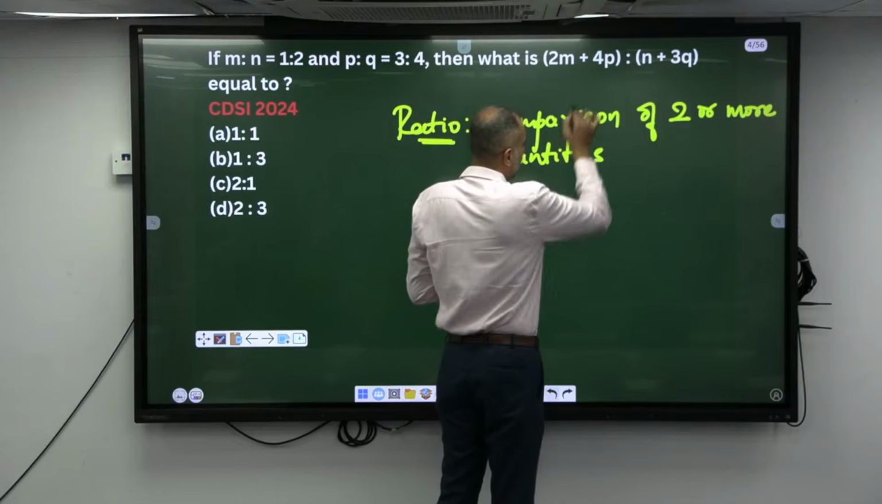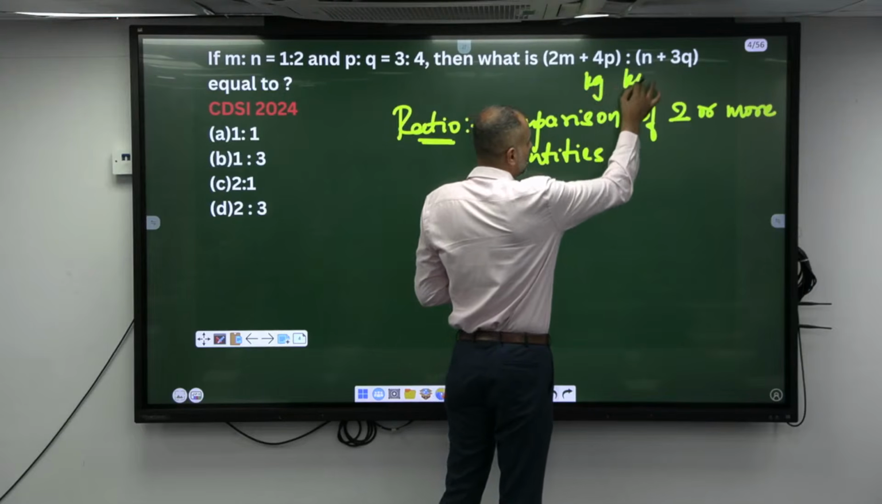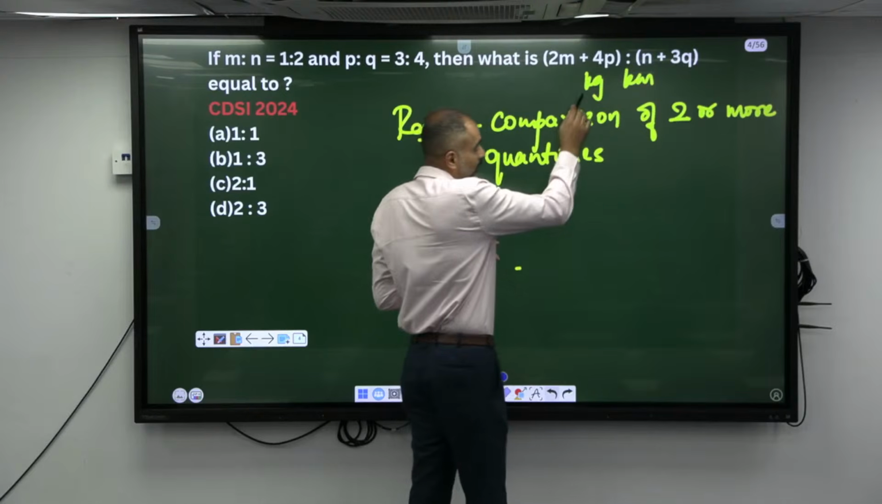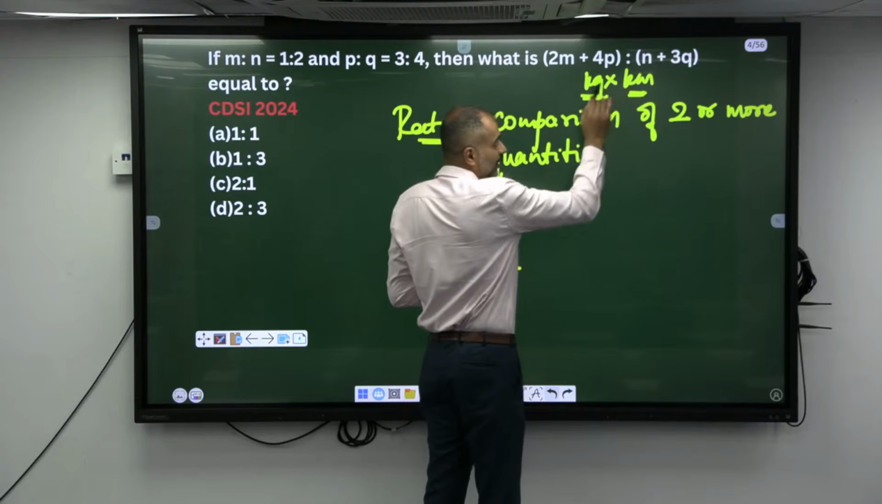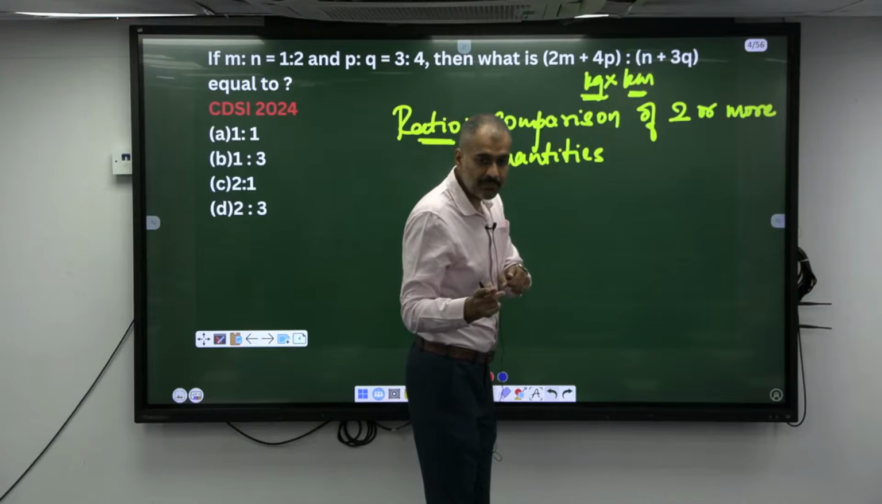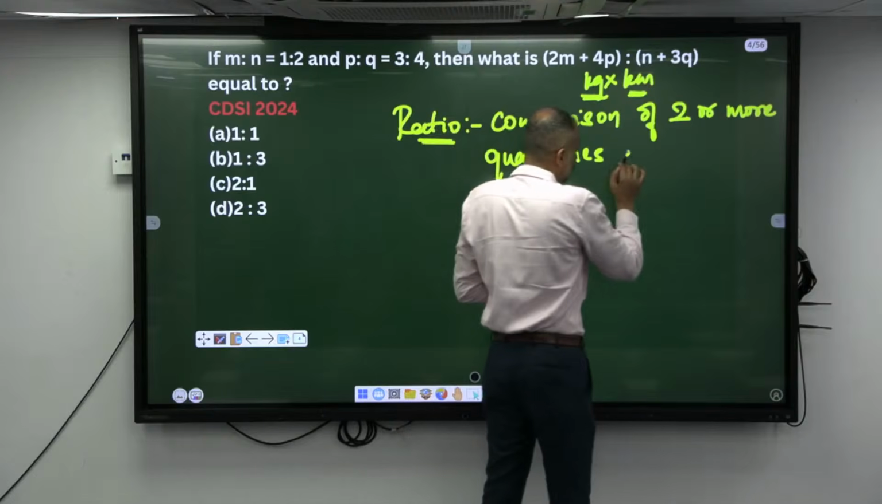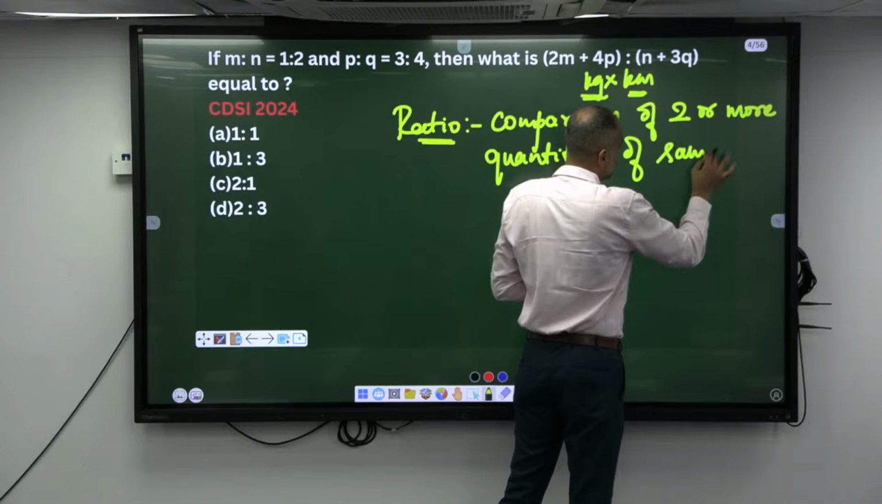Can I compare a kilogram with a kilometer? No, I cannot compare. To compare, what has to be the same? Quantities of the same magnitude.